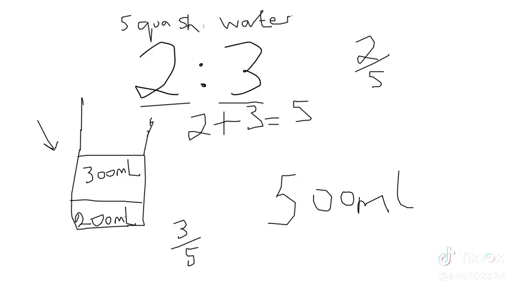And like the notation, I pronounce this as 2 to 3. So 2 parts to 3 parts. So 2 parts squash, for example, to 3 parts water. Or it could be, I don't know, you're making a chocolate cake. You'll measure the flour to eggs, or flour to sugar, or flour to sugar to eggs, and so on and so forth.